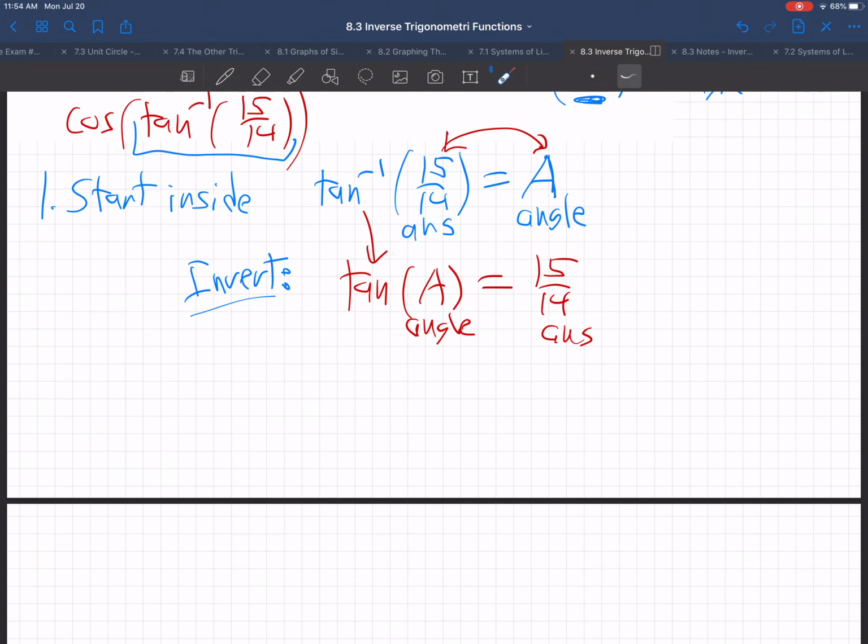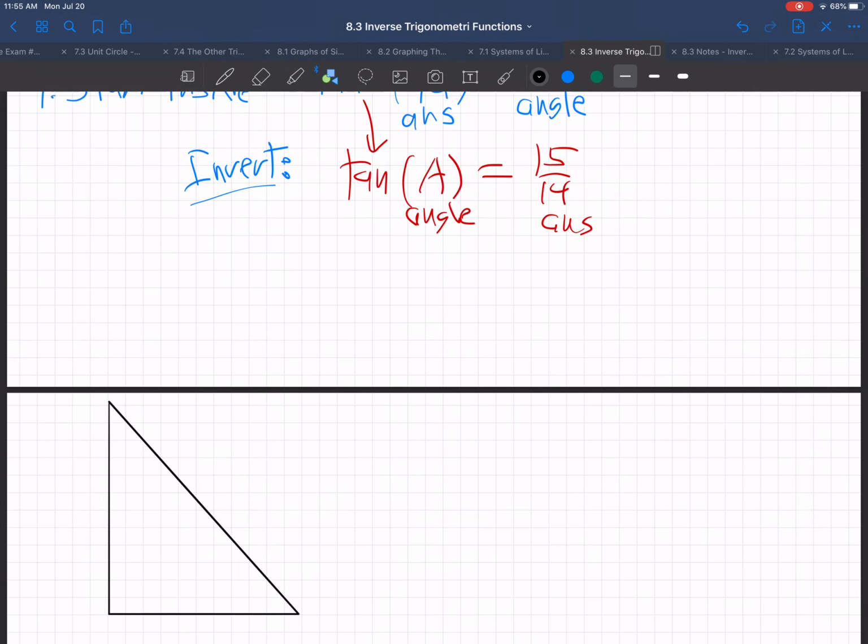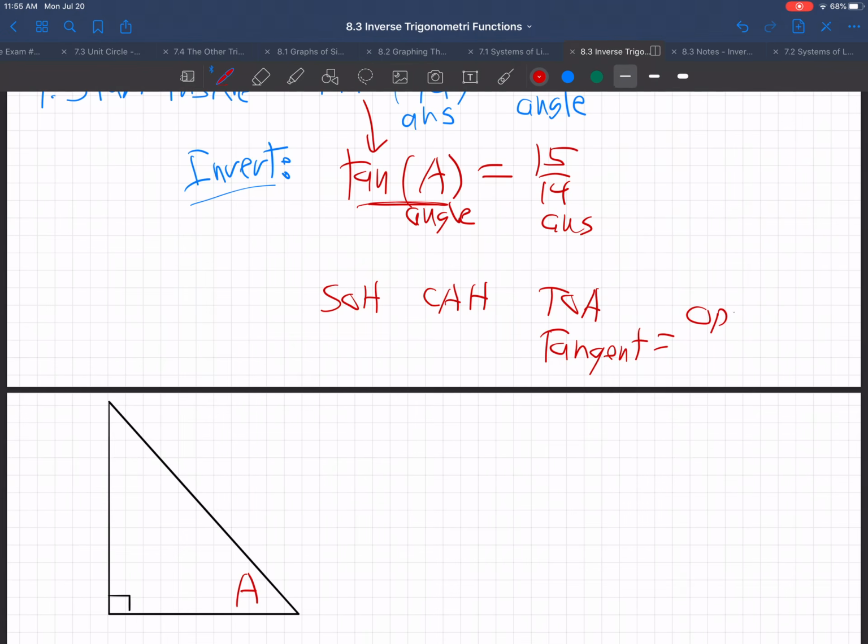Okay, great. So what? Now we can go to a triangle and draw that reality. Maybe I'll come down here, we've got a little more room. I'm going to make a right triangle, put a little right angle here, and stick angle A in there. It doesn't really matter where. Now let's remember SOHCAHTOA. We're doing tangent right now. So tangent equals opposite over adjacent. That's what TOA means.